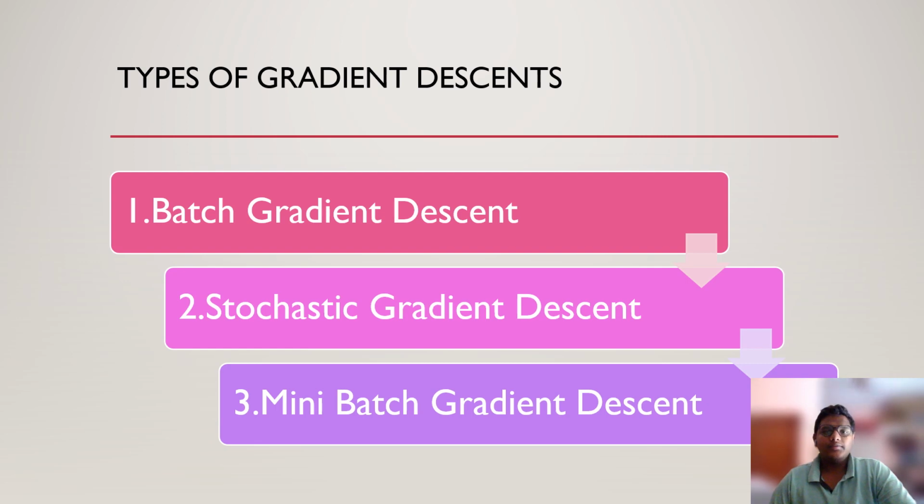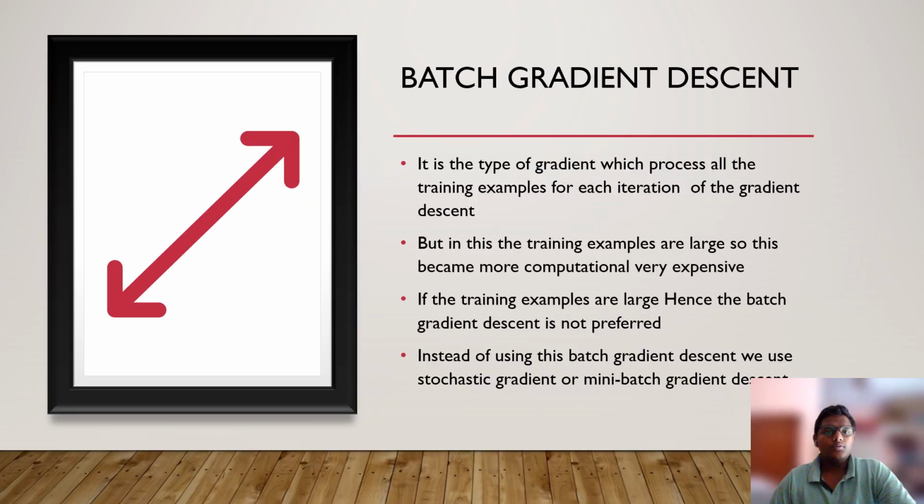There are three types of gradient descent algorithms. Gradient descent is divided into three kinds: batch gradient descent, stochastic gradient descent, and mini batch gradient descent. Moving to the first one, batch gradient descent.